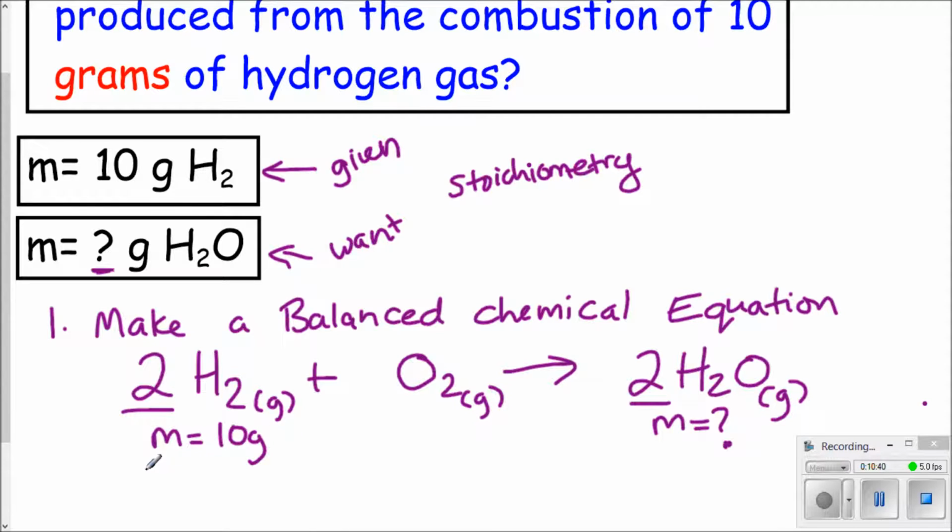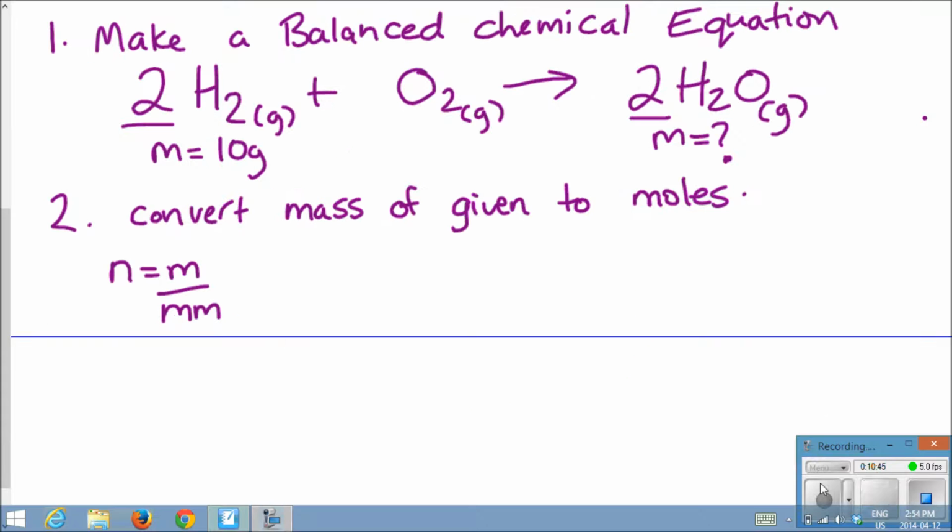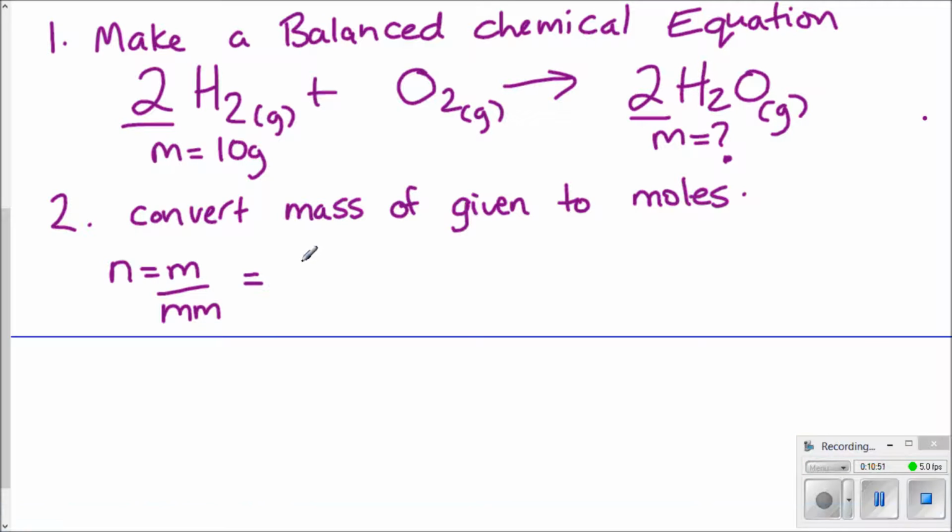So therefore, my second step is going to be to convert my mass to moles. So we take our mass, and we're going to divide it by the molar mass of hydrogen. It looks like this. I'll write it out for you. So I have 10 grams. The molar mass of hydrogen is 2.02 grams per mole because remember it's diatomic.